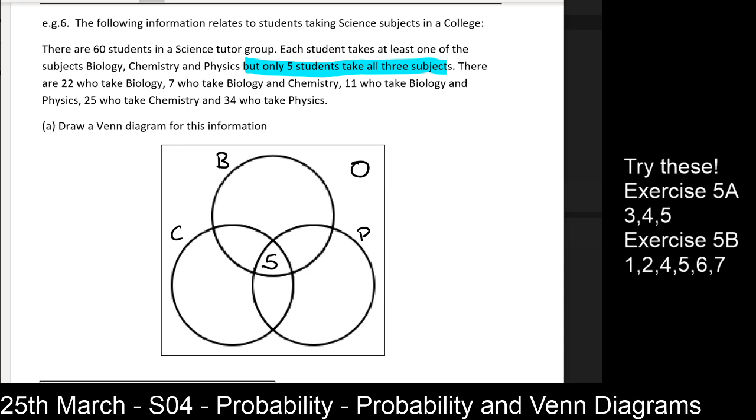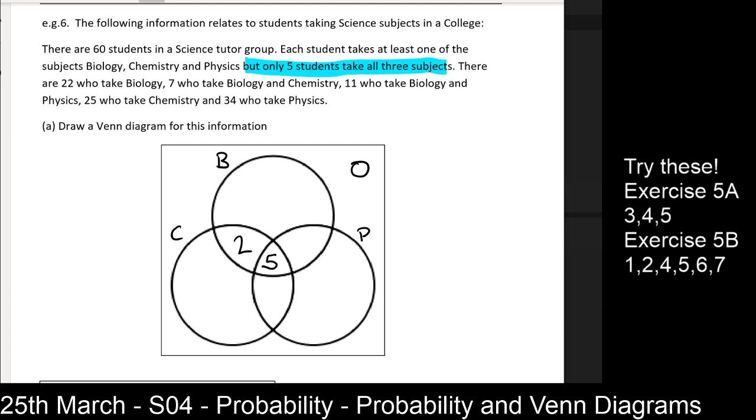7 take biology and chemistry. This is what I'm also told. So for biology and chemistry, this is the overlap of students who take biology and chemistry. So I know that that section that I just shaded in has to add up to 7. So therefore I just need a 2. So I've got 2 plus 5 there. So that whole section adds up to 7. Now that section is split up into 2 people that take biology and chemistry but don't take physics, and 5 people who take biology and chemistry who do take physics.